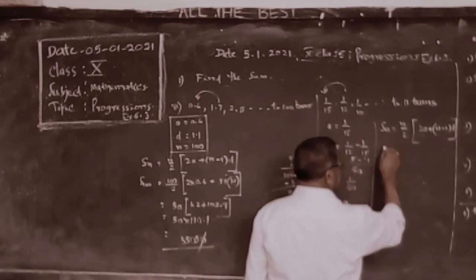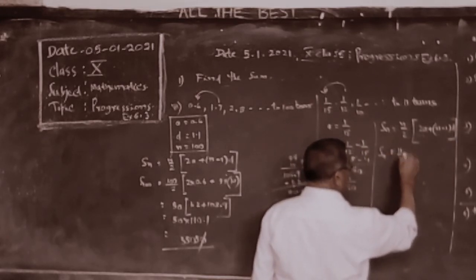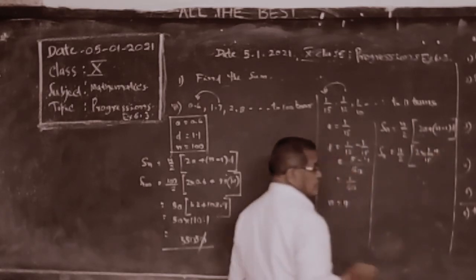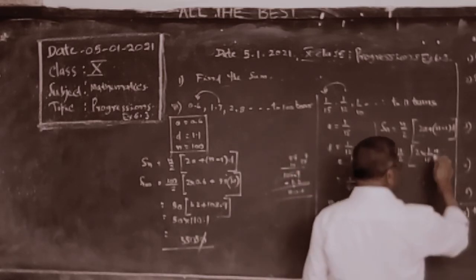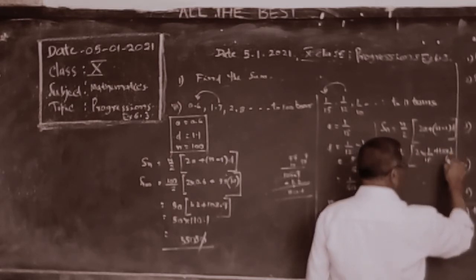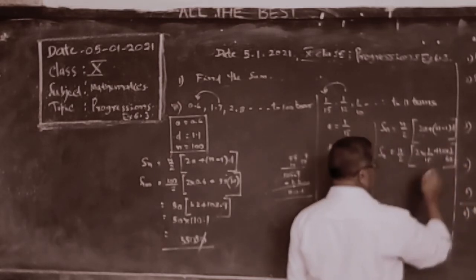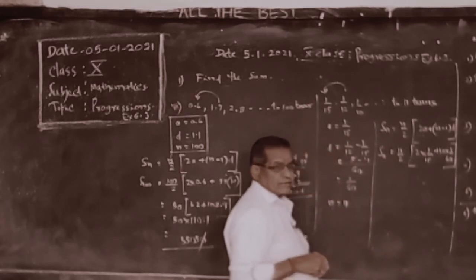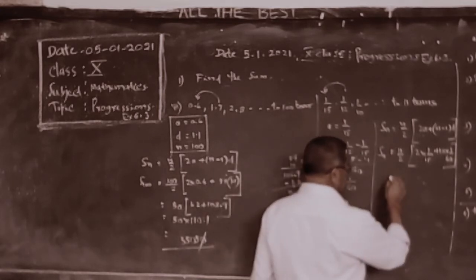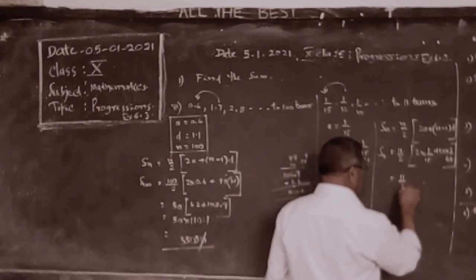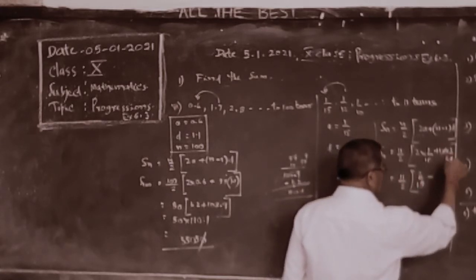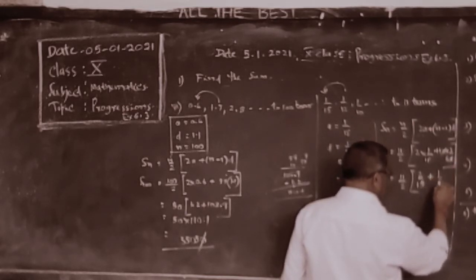Now S11, 11 terms: 11 by 2 into 2a. The a value is 1 by 15, and then 11 minus 1 is 10, 10 into the d value 1 by 60. So this is 11 by 2 of 2 by 15 plus 10 by 60, that is 1 by 6.